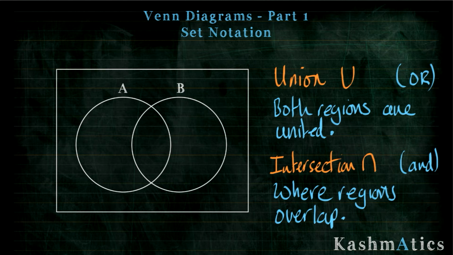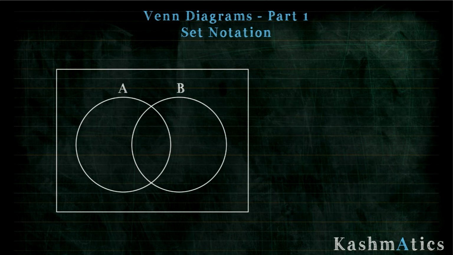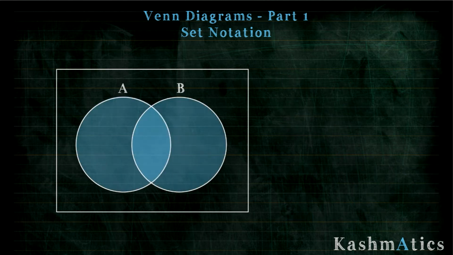So let me just show you what I mean. So if that's region A and that's region B. Now the union is all of that, everything you see which is shaded. The intersection is where the two circles overlap, and hopefully you can see that with a slightly different shading. So look out for the bits which overlap for the intersection.